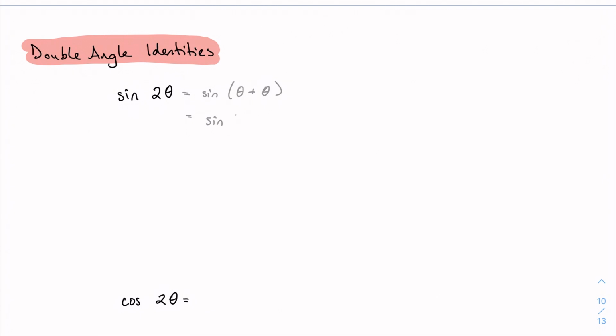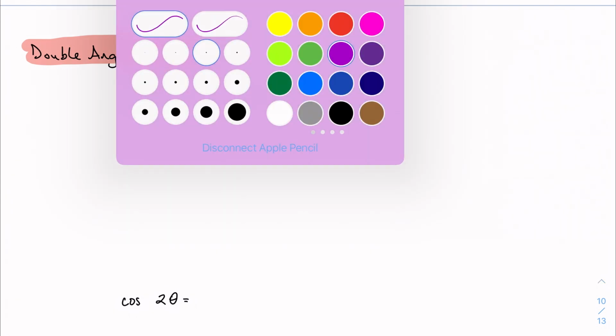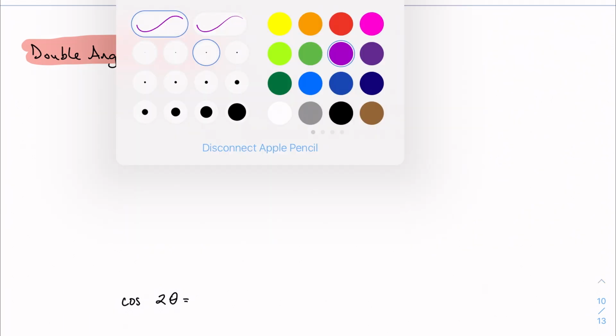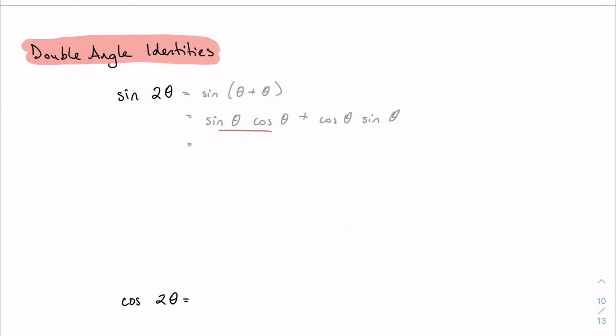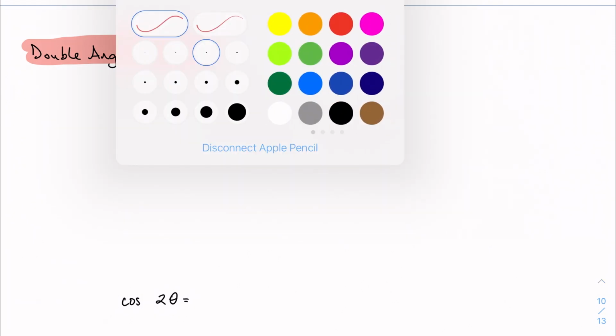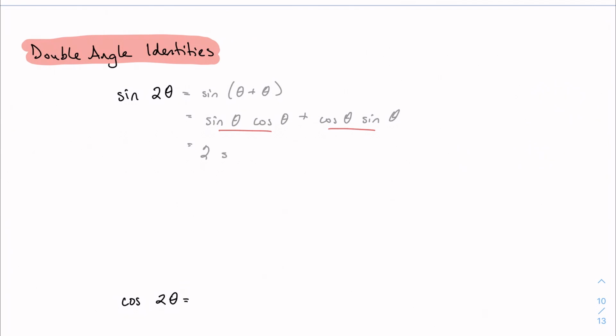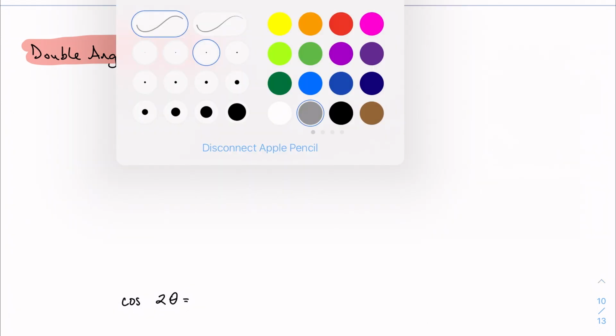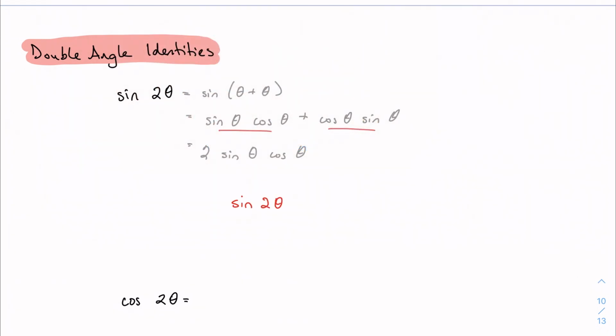And I can use my sum and difference formula. Sorry, this would just be a plus. Notice these are the same. Multiplication is commutative, so these are effectively the same. So I have 2 sine cosine terms, and that right there is my identity. Sine of 2 theta is 2 sine theta cosine theta.